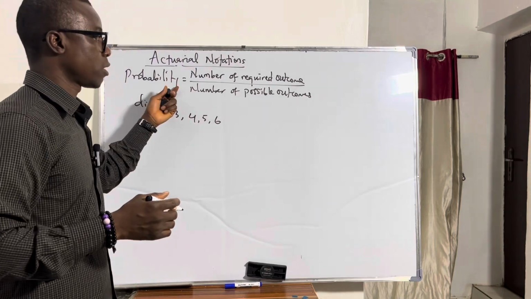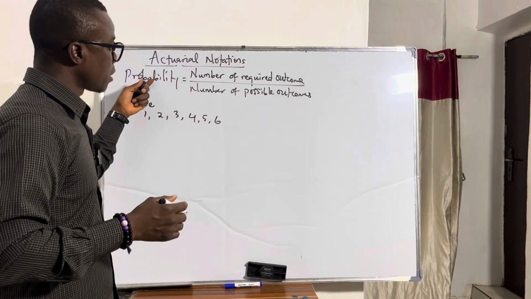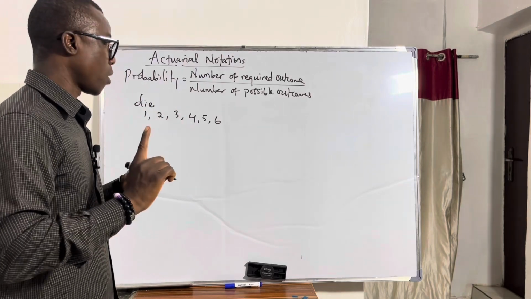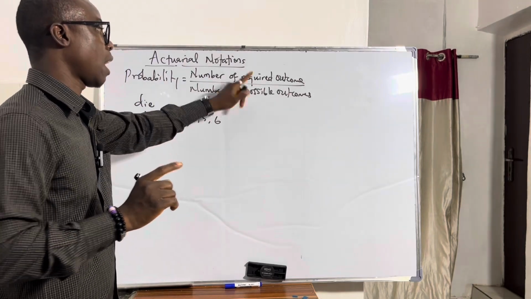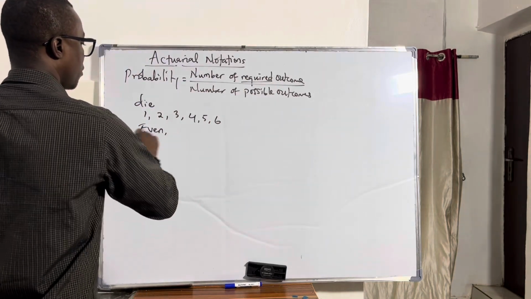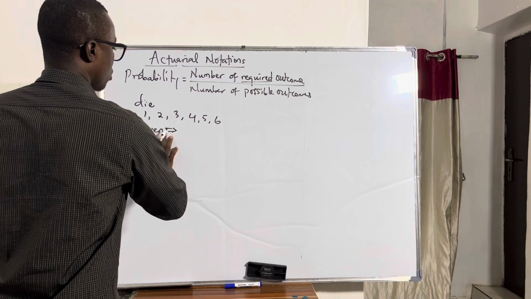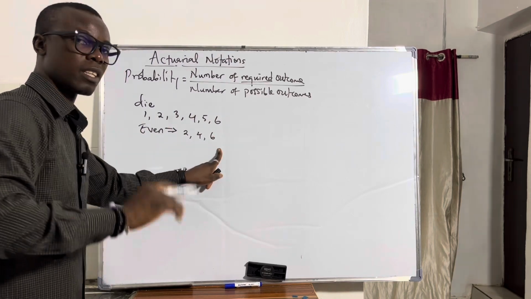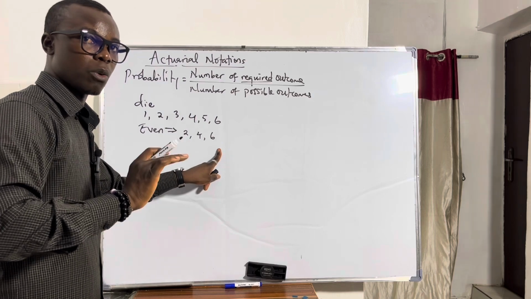So going back to this formula now, the probability of getting an even number when I throw a die once, what's the required outcome? An even number. That's the required outcome. How many even numbers do I have on a die? I have 2, 4, and 6. So you can see there are 3 even numbers on a die.